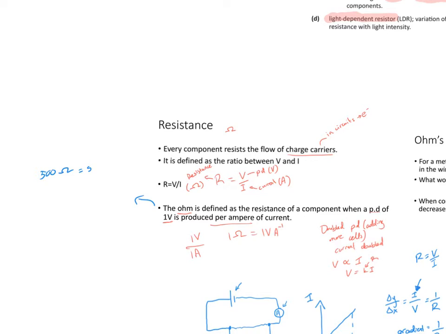If there was a component that had 500 ohms of resistance, that will mean that there will be a potential difference of 500 volts when there is 1 amp of current in it. So that's basically using the equation again of what it gives you.